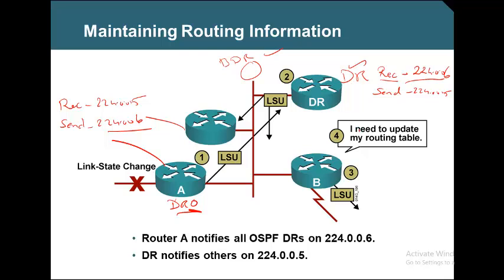the notification goes. In short, read the two lines at the bottom. In the place of router A, put DR other. DR other notifies the OSPF DR on 224.0.0.6. And DR notifies the others, meaning DR others, using 224.0.0.5. Is that clear? Any question from anyone?